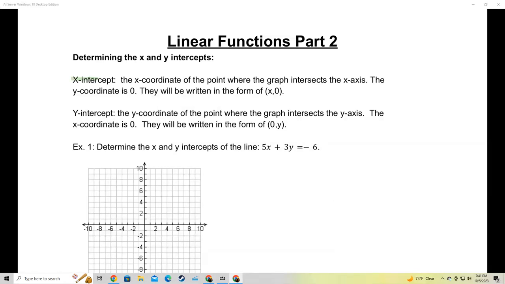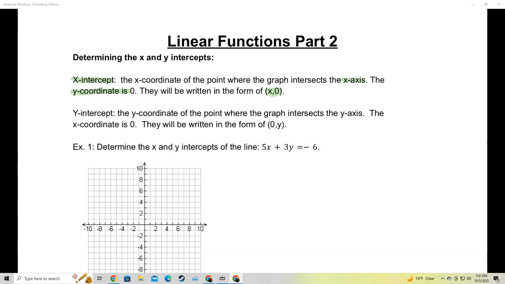An x-intercept is the x-coordinate of the point on the graph where it intersects the x-axis. In this case, your y value is going to be 0, and your point is going to look like x comma 0 because, again, your y value is 0.